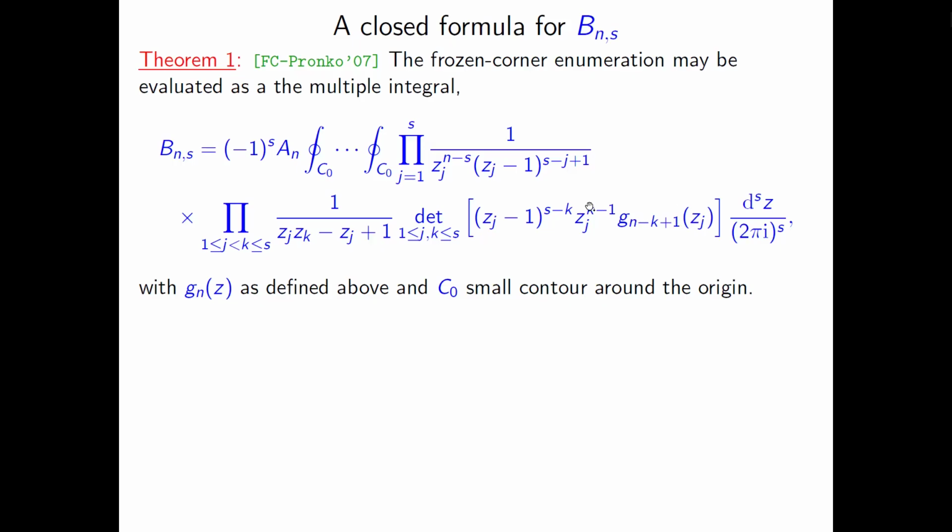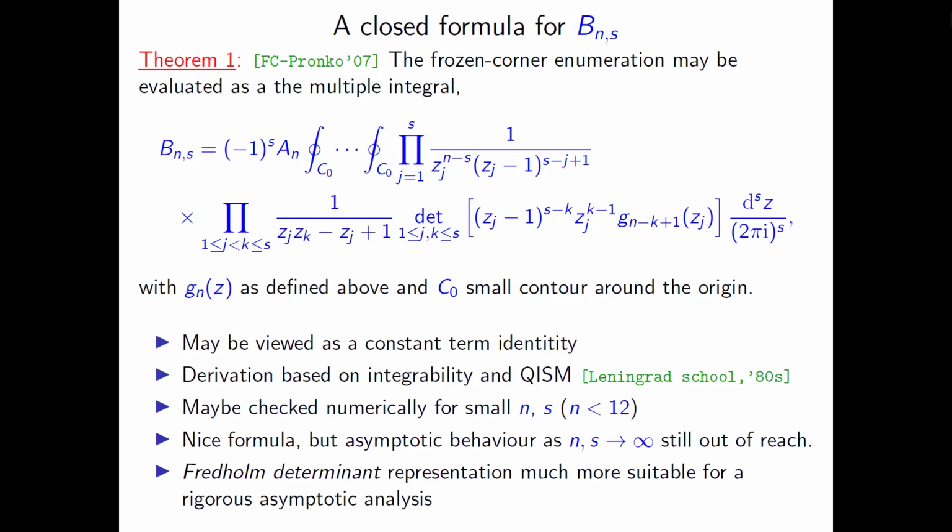We computed it using the quantum inverse scattering method, integrability, going further with respect to what was explained by Filippo in the previous talk. And this formula is a rigorous one, and you can check it with numbers. We were able to check it until n equal 12, not further, because the integral formula is very difficult to evaluate.